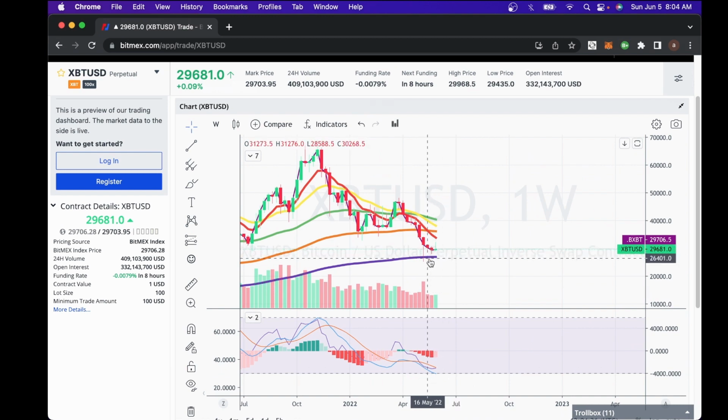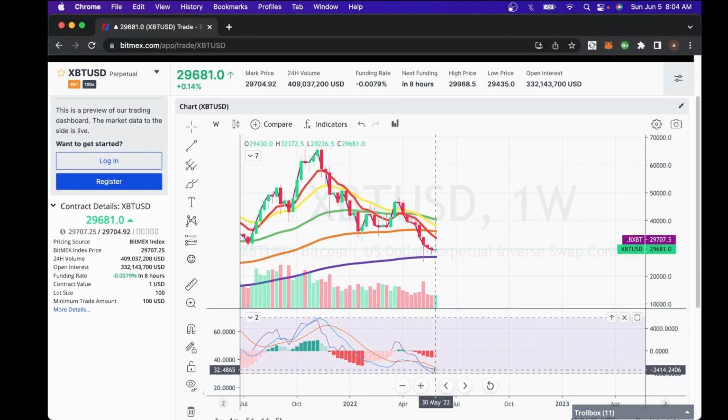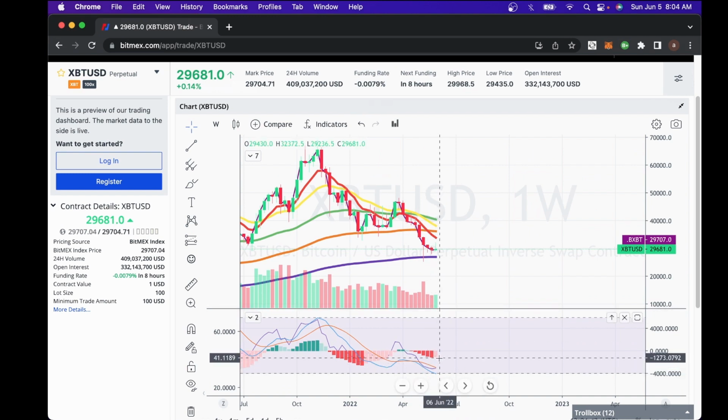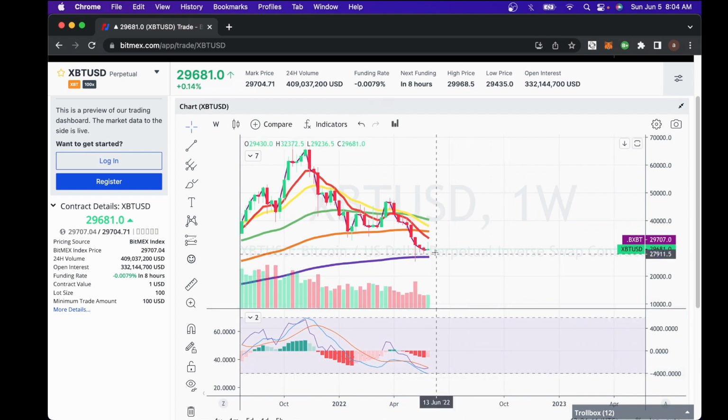First being the 200 being tested, holding as support. Second, MACD confirming the momentum to the downside is waning on a weekly time frame. We have volume. We are curving back to the up. Now this next week that opens will be the one to say, hey, we're going up.